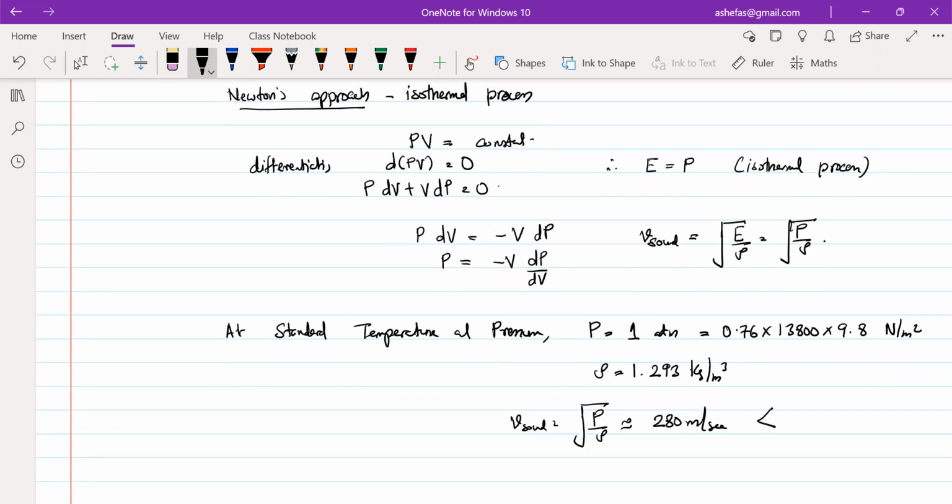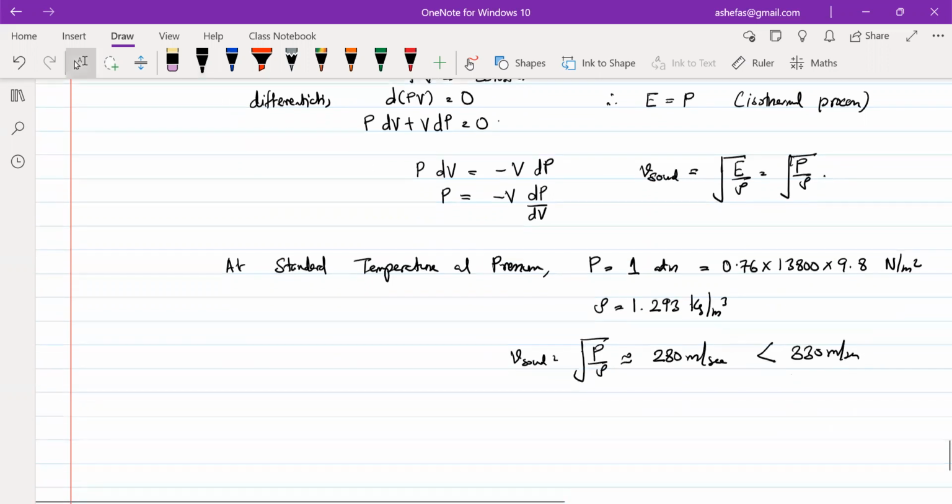So it is less than 330 meter per second. That means there is a small inconsistency in Newton's approach. Although it is getting very close to 330, we are not getting the exact value. So we may not be able to consider the propagation of sound as an isothermal process.